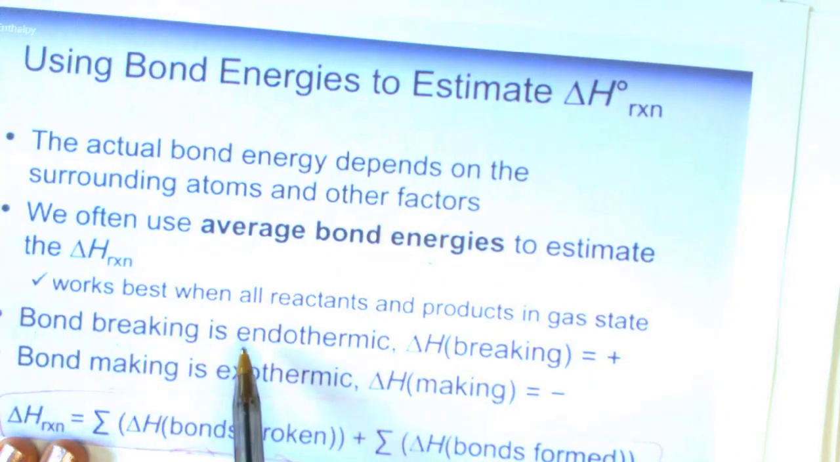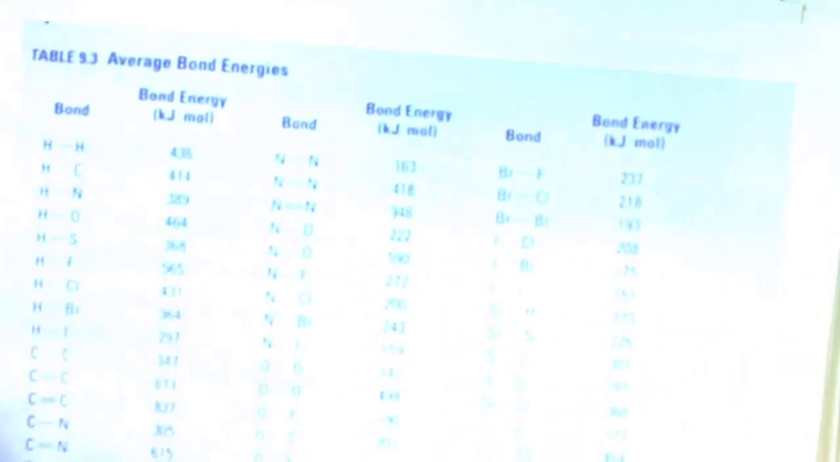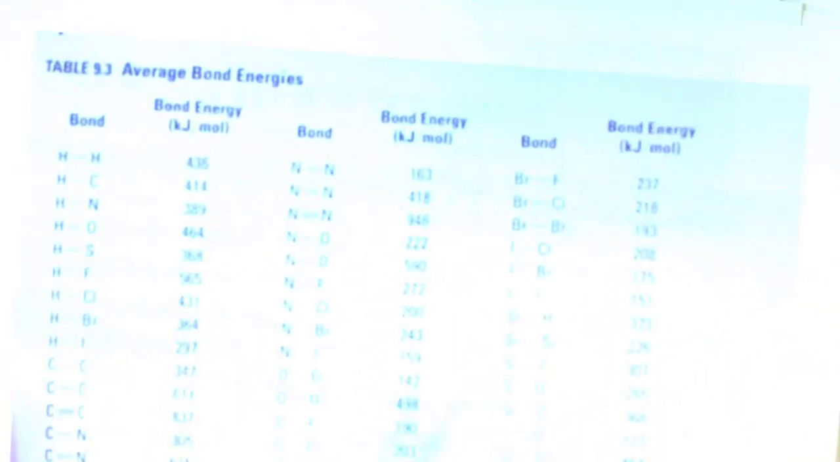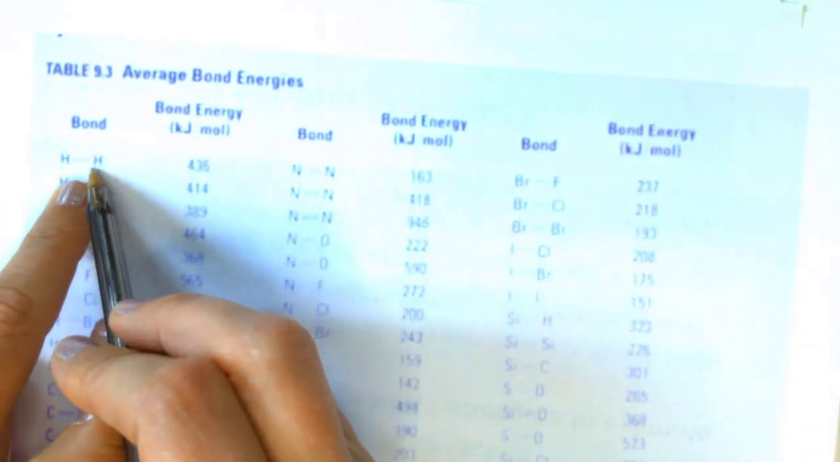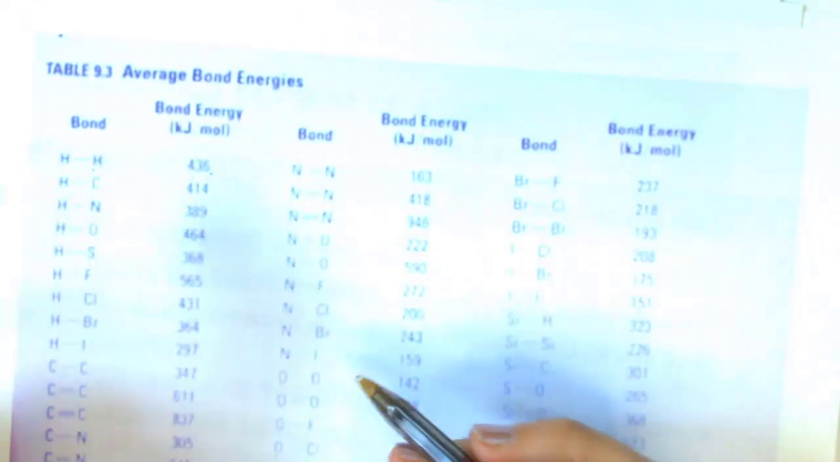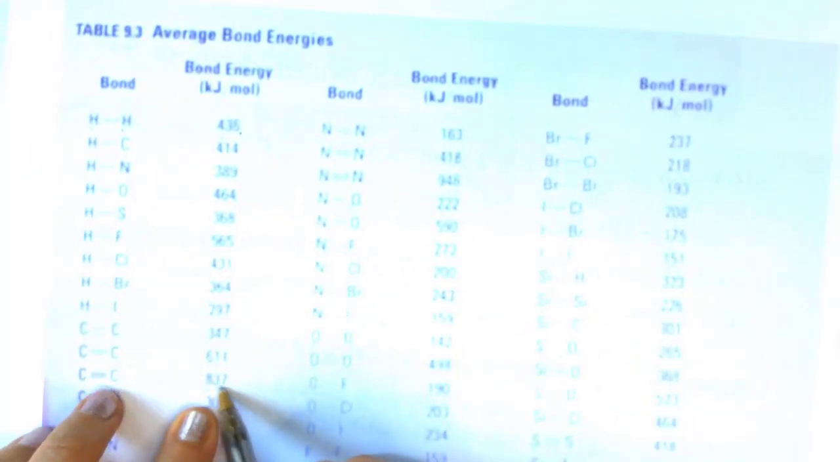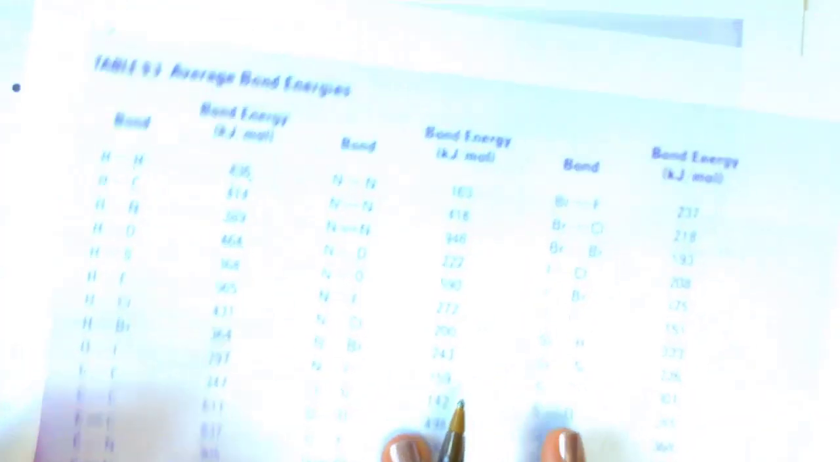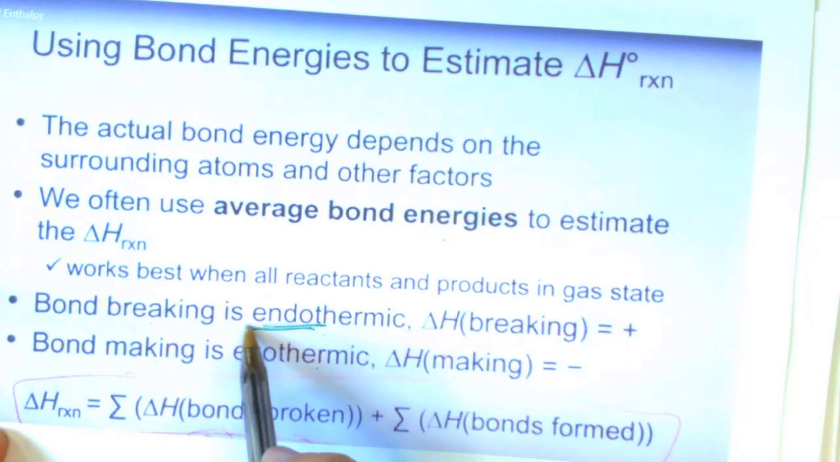Bond breaking is endothermic. Bond making is exothermic. So, for example, we would just look up what these average bond energies are. To break a hydrogen-hydrogen bond, we would see that it takes 435 kilojoules of energy. To break a carbon-carbon double bond, it takes 837 kilojoules of energy. Remember, bond breaking is endothermic. That's a positive value.